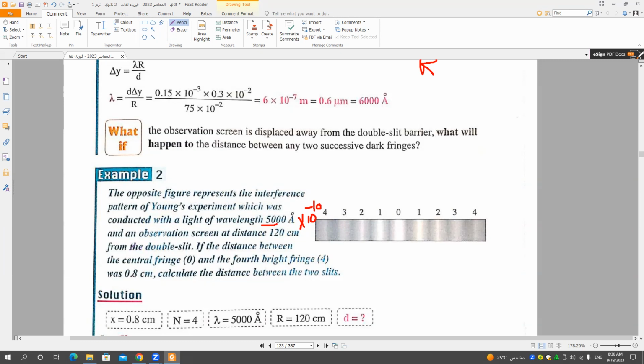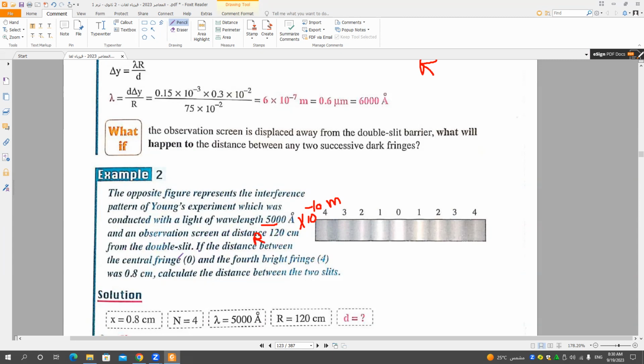Okay, to be equal in meter. The observable screen distance is 120 centimeter, so 1.2 meter. This is the distance R.